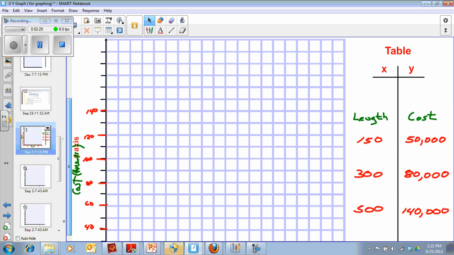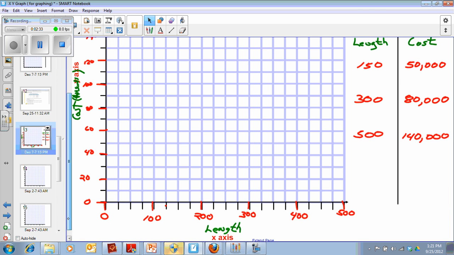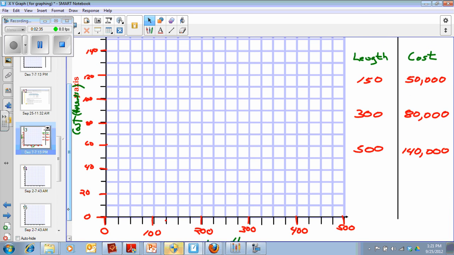Okay, so let me readjust this. I probably need to scroll down a little bit. I can see my 140. Okay, I'm going to go ahead and plot the data. If the length is 150, my cost was 50,000. So I find 150 on the x, I find 50,000 on the y, and there's our data point.